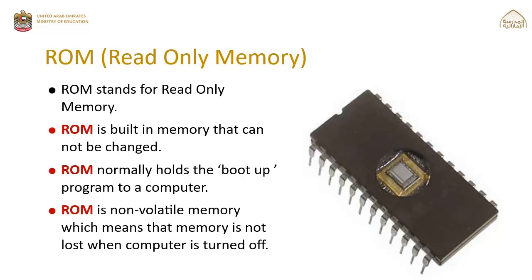So ROM is a non-volatile memory, which means that the memory is not lost when the computer is turned off. So here you can find the difference: RAM is a volatile memory, which is a temporary memory, and ROM is a read-only memory, and the data of the memory is not lost when your computer is turned off.